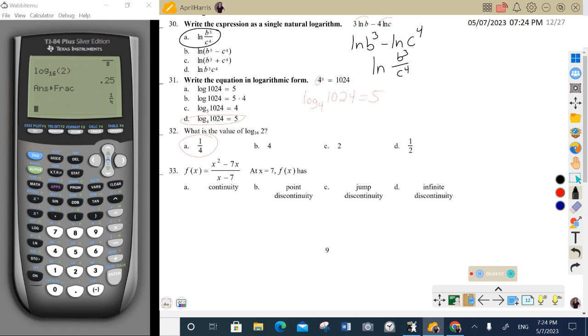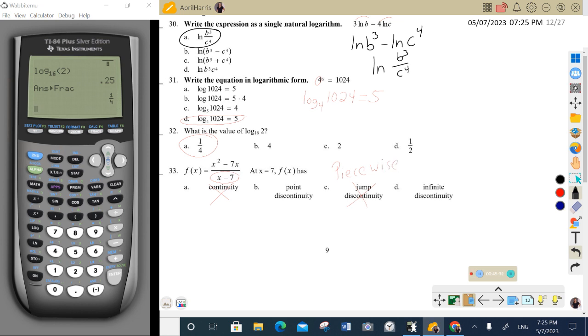Okay, the next section of the test is on discontinuity, like vertical asymptotes, holes in the graph, horizontal asymptotes, all that great stuff. So they give you f of x. It says at x equals 7, f of x has... Well, first of all, let's look. Where might we have a problem is when we have divide by 0. If you plug 7 in there, 7 minus 7, 0, you can't divide by 0. So I know it's not continuous. I also know it's not jump, because for jump, you would have to have a piecewise function. And we don't have a piecewise function here, okay?